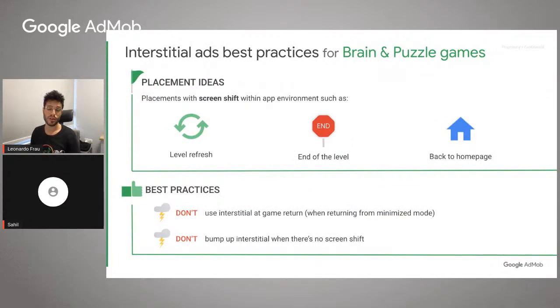When it comes to interstitial instead, here are some best practices. As I mentioned before, interstitial ads should be placed within screen shifts within the app and the environment, such as level refresh, end of the level, or back to the homepage. A pro tip here to maintain a great user experience and comply with the policies that we have: don't use interstitial at game return, and don't bump interstitial when there is no screen shift.